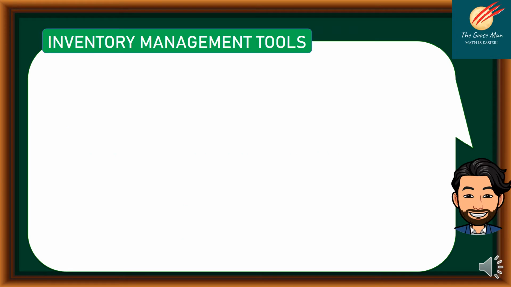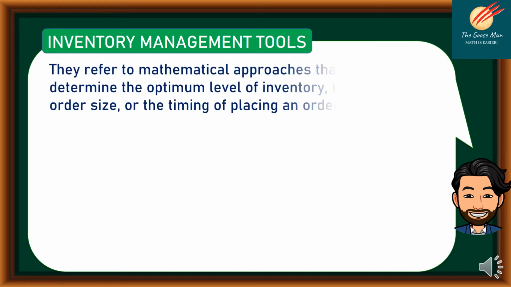Since we talked about the inventory management techniques, let's move on to inventory management tools. Again, they refer to mathematical approaches that are used to determine the optimum level of inventory, the inventory order size, or the timing of placing an order. If we say optimum level, meaning to say the demand is equal to the supply.